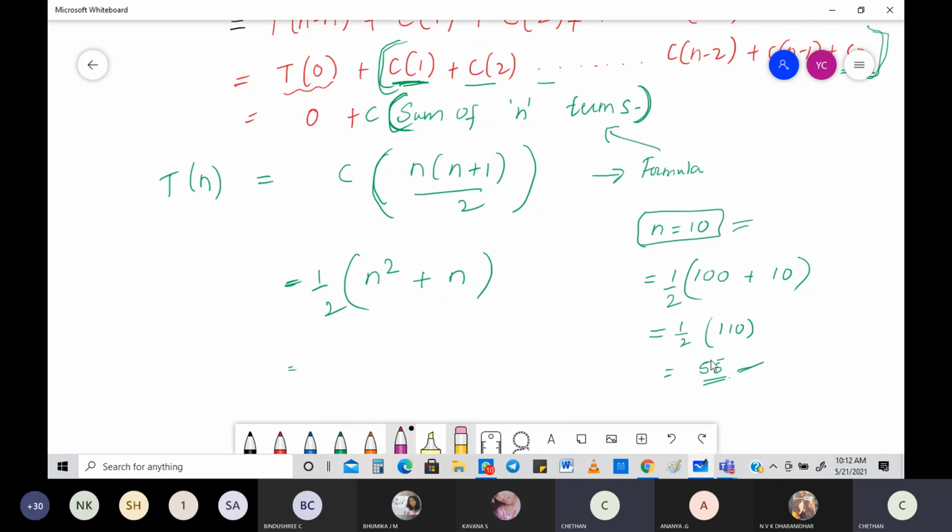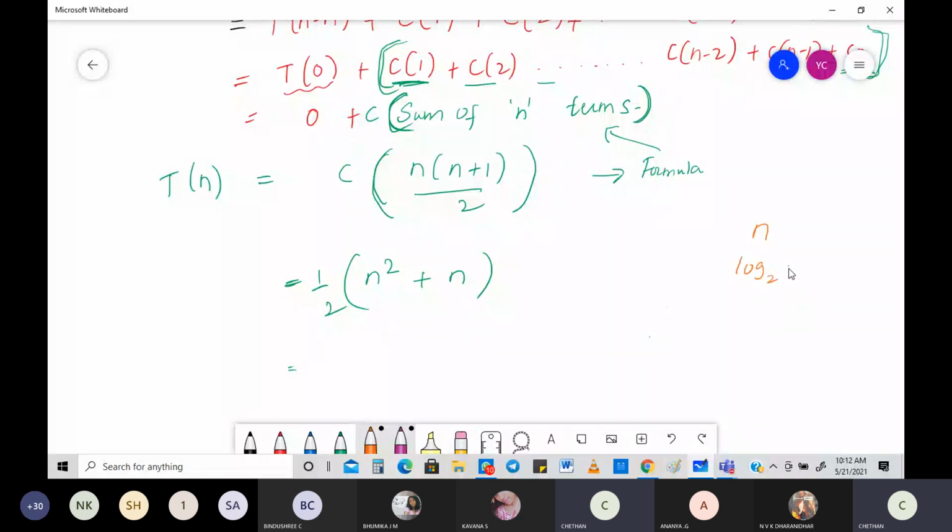So predominantly you can see what is the bigger value here. The predominant bigger value is with regard to n square. And what is the other reason why we need to put it in the form of n square and so on? Because all your time complexities should be in terms of n log 2n, n square, n cube. Whatever time complexities we have seen till now will all be equal to one of these. That's what you call orders of growth.